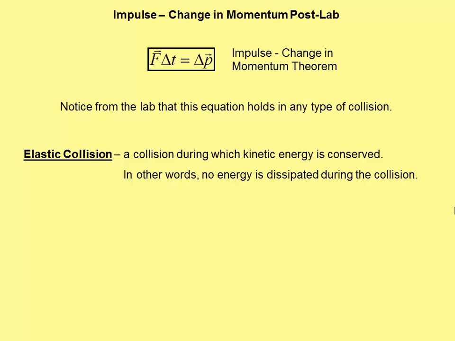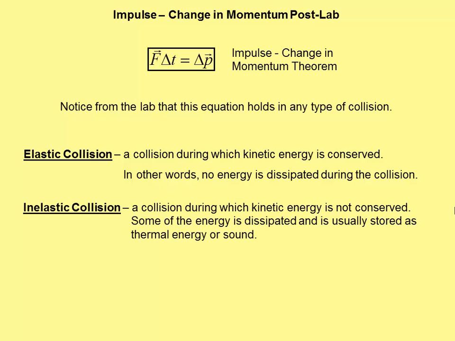Most collisions are like our other ones. They're inelastic. This is a collision in which kinetic energy is not conserved because energy is dissipated. In most collisions, that's usually stored as thermal energy, sound, deformation of the objects, all these things that dissipate energy. So when we use the spring plunger on the other cart, that probably dissipated a little bit of energy. Not a ton, because the spring is pretty good, but unless we assume it's an ideal, perfect spring, it's going to dissipate some energy. You could hear it, for example.